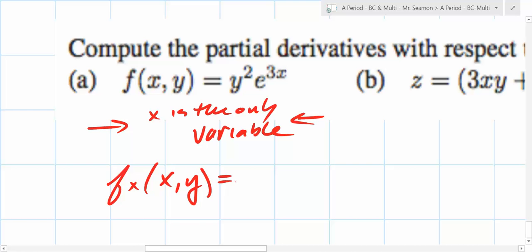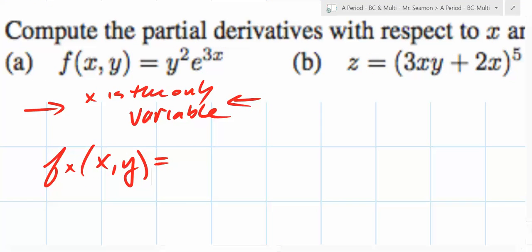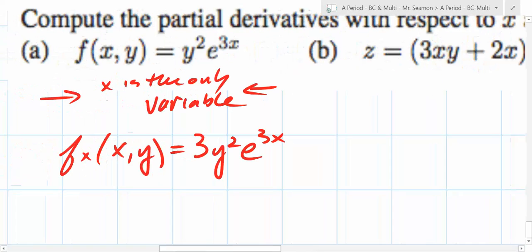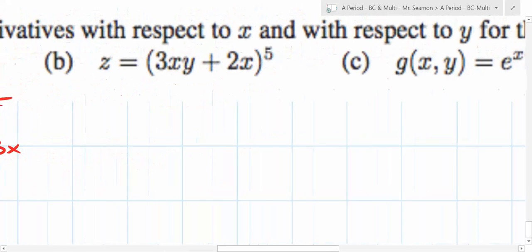James Borden, what would f_x be if x is the only variable? If x is the only variable, y squared is treated like a what? Constant. So what's the first derivative of e to the 3x, James Borden? y squared e to the 3x. Yeah, exactly. What about over here? Does that make sense? Yeah.